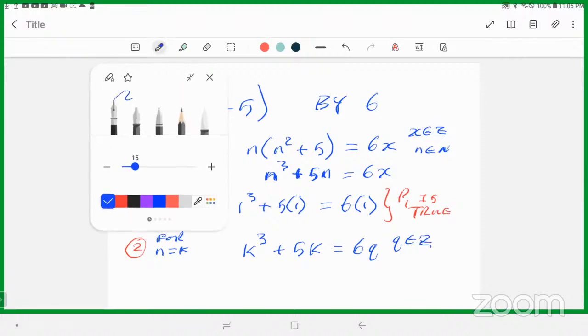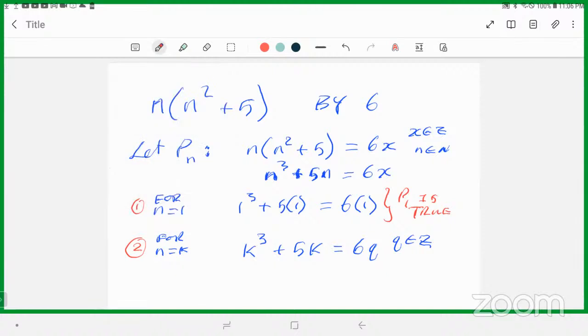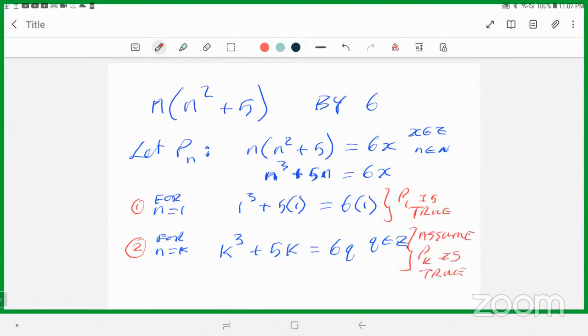And so here we assume pk is true. Assume pk is true. Shift this over a little bit. All right. We'll come to the induction phase.